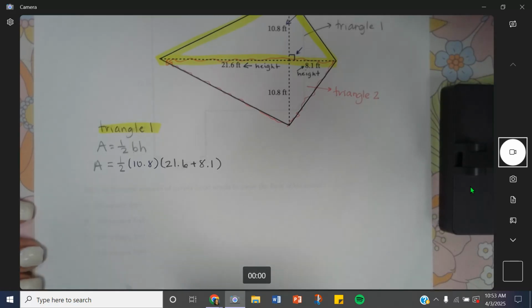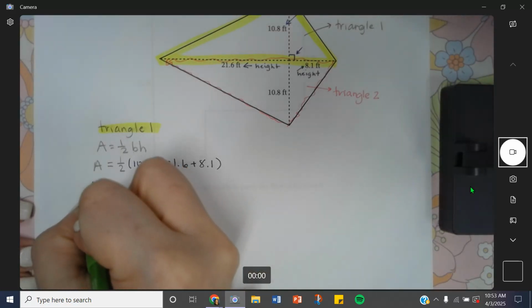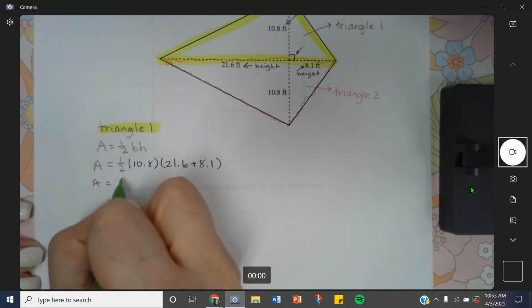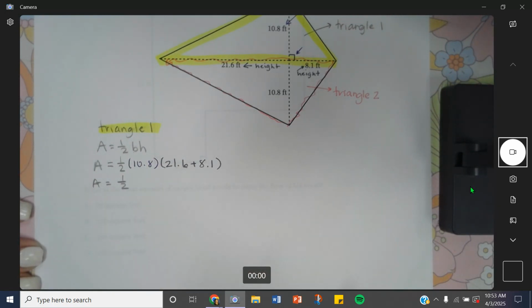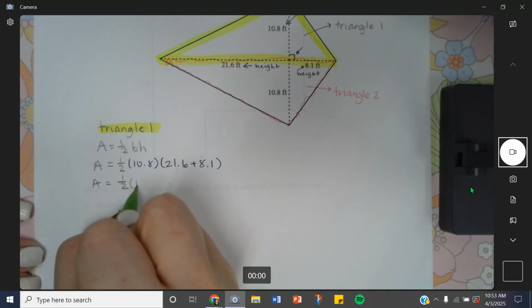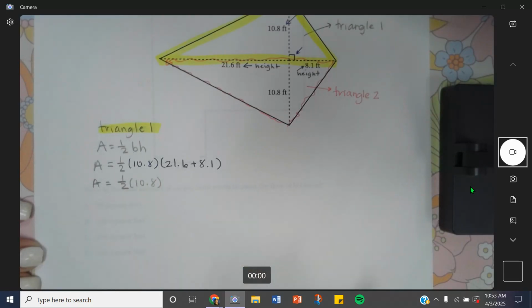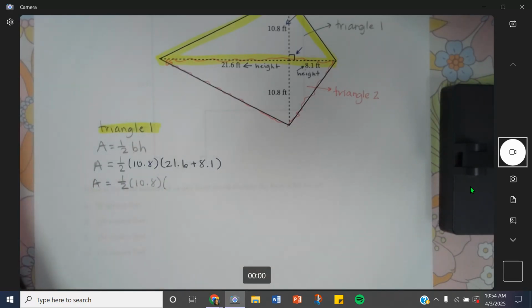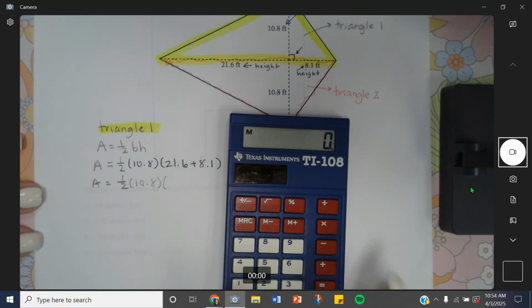All right, now that we've filled in our formula with the information that we know, let's go ahead and solve this. We don't know area yet, so I'll rewrite A for area. I'll bring down the equal sign. I'll rewrite the 1/2. I don't need to do anything with the 10.8 yet, so I will rewrite that. And then I'm going to add these two together. You can use your calculator to add the two together. So I'm going to add 21.6 plus 8.1 to get 29.7.